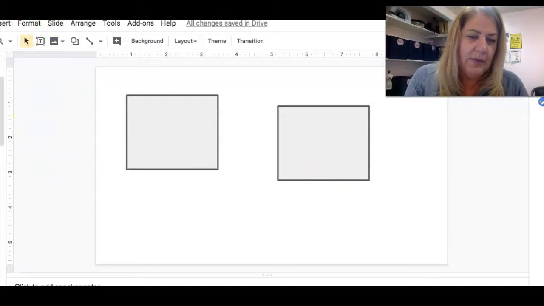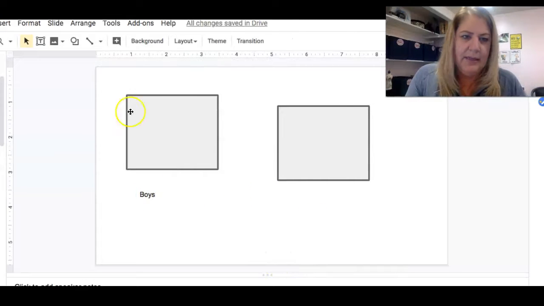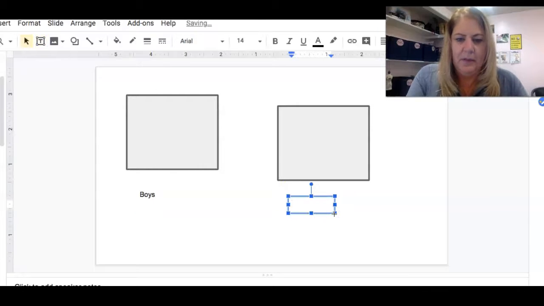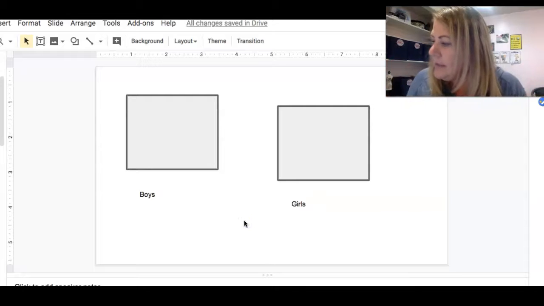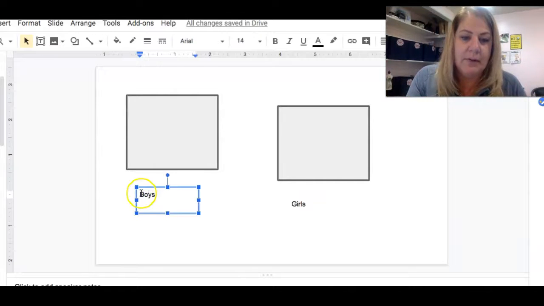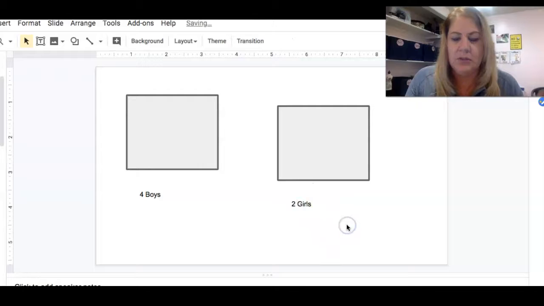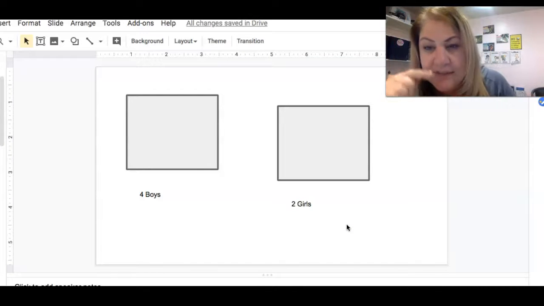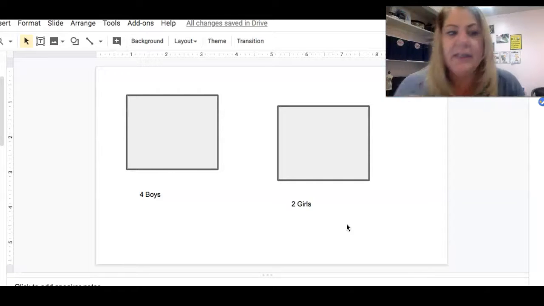So I am going to have something that says boys over here, and then we will have another one that says girls over here. I don't know if you organized it like this, but I like to do this. Okay, so there are how many boys? Oh, 4 boys, right? So I should probably put 4 boys here, right? And girls, how many girls? Right, 2 girls. 4 boys, 2 girls. The boys have to share their paper evenly, and the girls have to share their paper evenly.